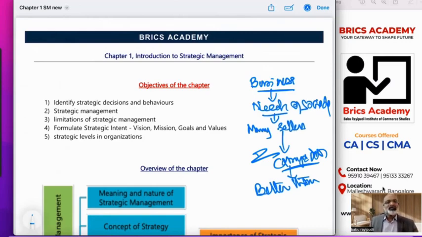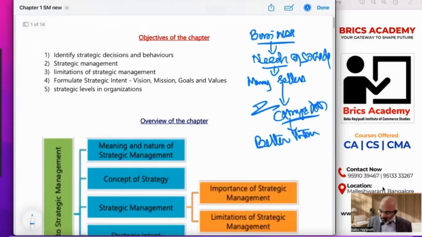I'll try to be better than others. Is my point clear? Now, when every company is trying to be better than others, this is called a company trying to achieve competitive advantage. Competitive advantage means what? Competitive advantage is nothing but doing business activities better than others. Is my point clear?